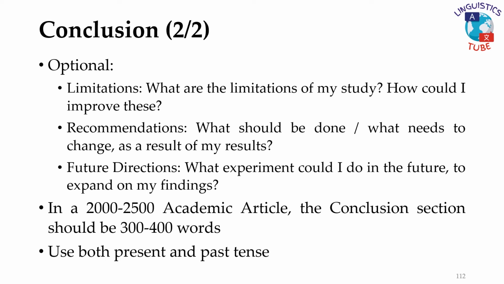In the second optional section, you should give your recommendations to the reader. Specifically, you should explain what should be done, what needs to change, as a result of your findings and conclusions. Finally, you can include a section commonly referred to as future directions. Here, you should give future researchers ideas for further research on your topic, perhaps to answer questions that your study raised, to fix limitations with your study, or simply to expand on your results.